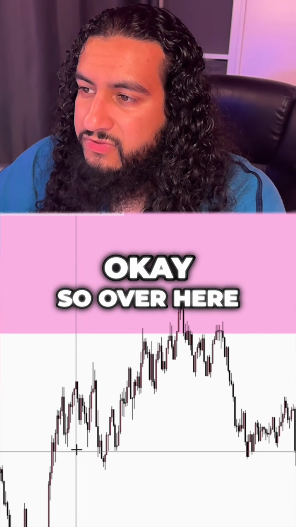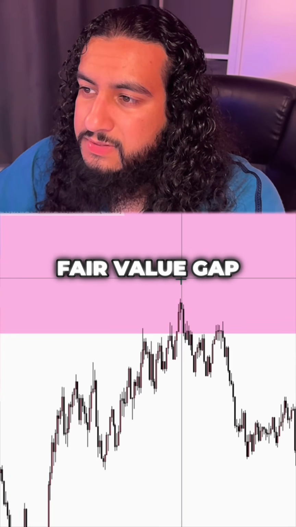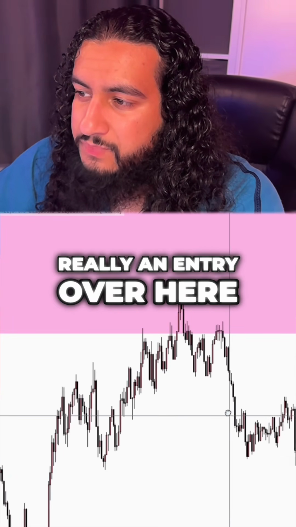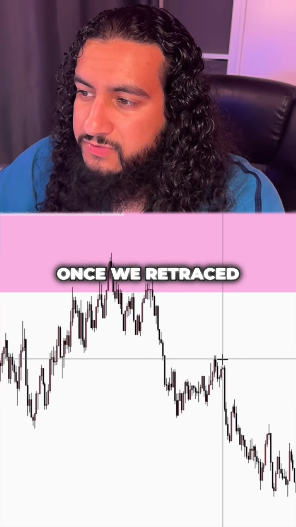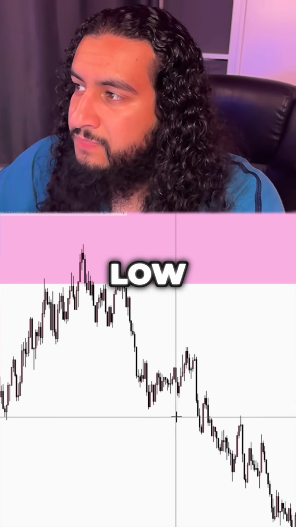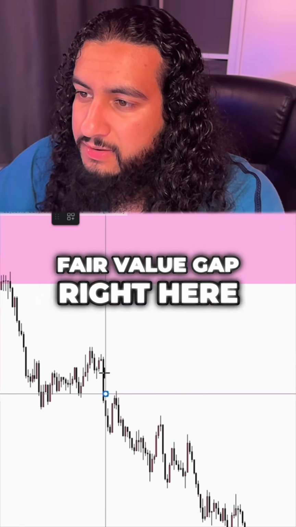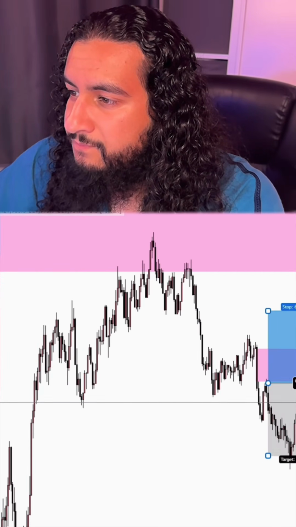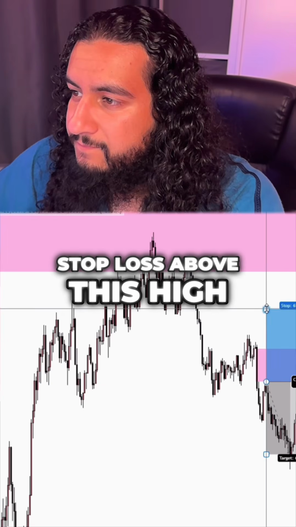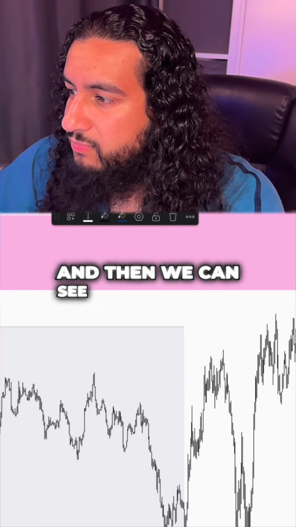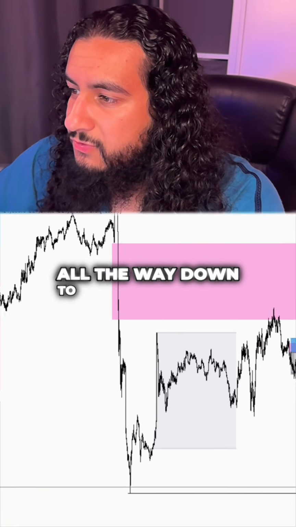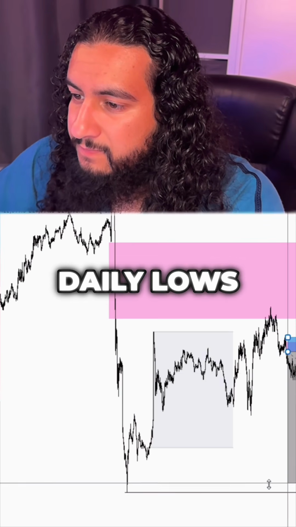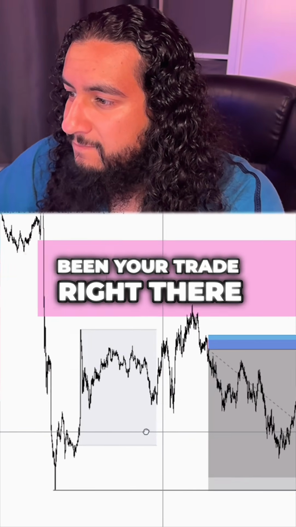Okay, so over here, once we tapped into the 15-minute fair value gap, there wasn't really an entry over here. However, afterwards, once we retraced up and then continued down, breaking this low, we had this 1 minute fair value gap right here, which could have been used as an entry. So we would have entered right there, stop loss above this high, and then we can see price continues all the way down to sweep the yesterday daily lows. So that would have been your trade right there.